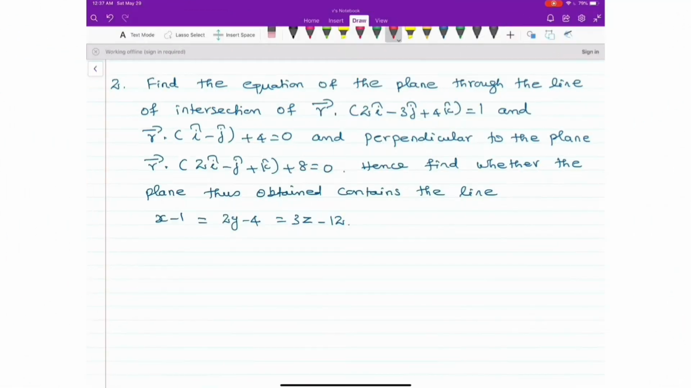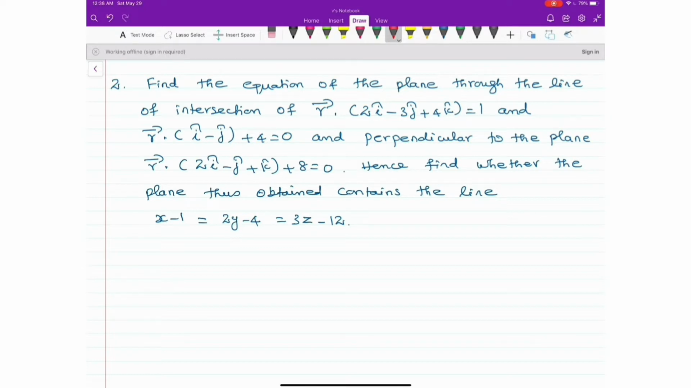Here you have to find the equation of the plane. Nothing is mentioned whether you have to find the vector equation or Cartesian equation. Anyway, the choice is yours. If you see the equations of the planes, everything is given in vector form. So, let us also find out the equation of the plane in vector form.